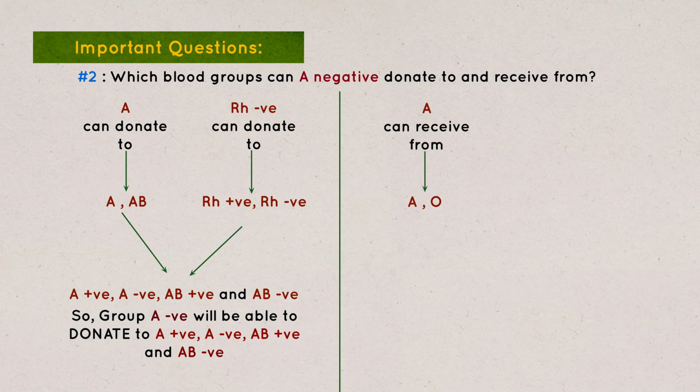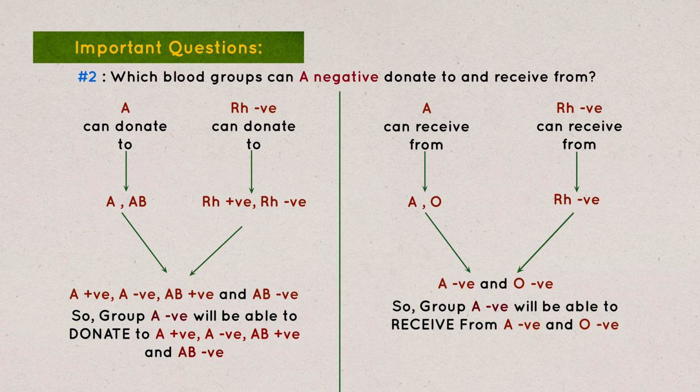Next, we know that blood group A can receive from A and O, whereas Rh negative can receive from Rh negative only. So group A negative will be able to receive from A negative and O negative.